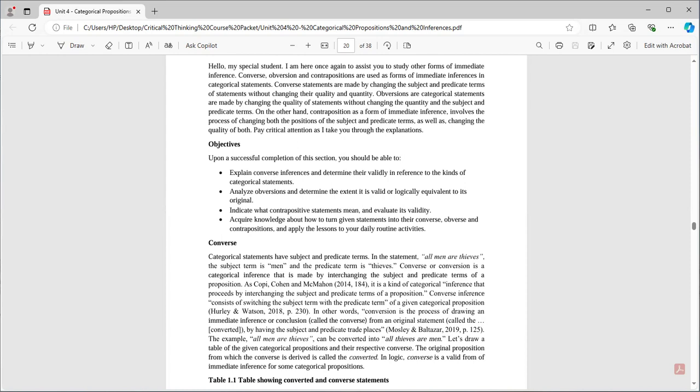So if you make a statement like that in court, the court will see it to be inconsistent. If you say all men are thieves, and you turn it around and say, oh, all thieves are men, it is inconsistent because the truth value of the two statements is not the same.